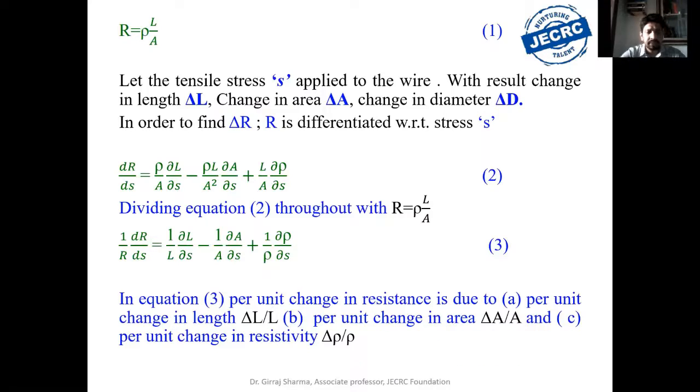In this equation number 3, there are 3 factors on which this value of change in resistance depends. The first factor is per unit change in length, delta L by L. The second factor is per unit change in cross-sectional area, delta A by A, and the third factor is per unit change in resistivity, which is delta rho by rho.